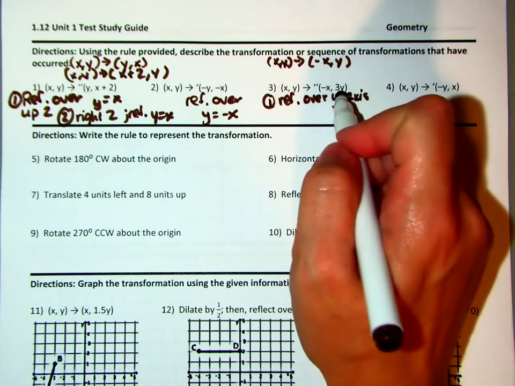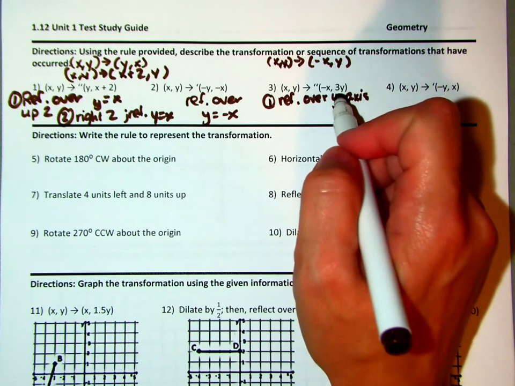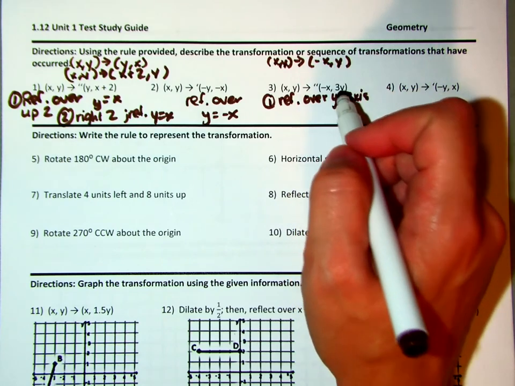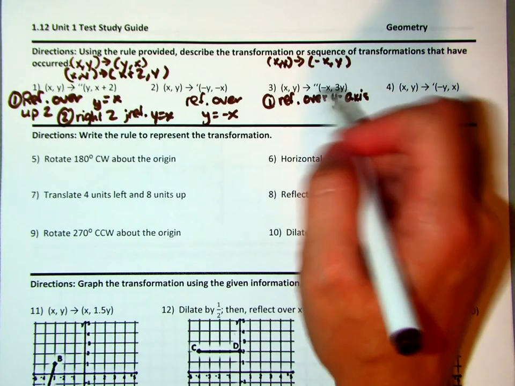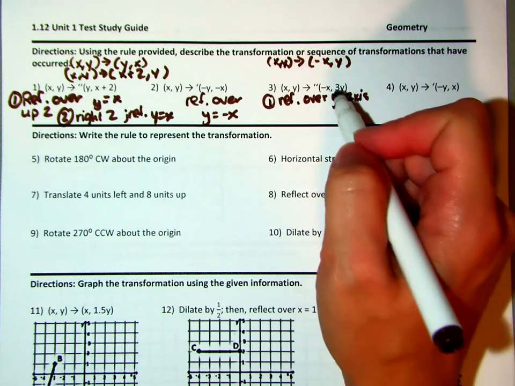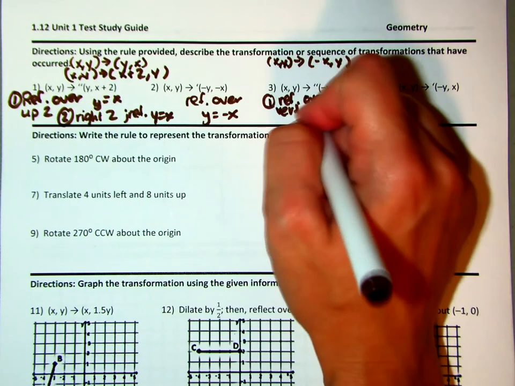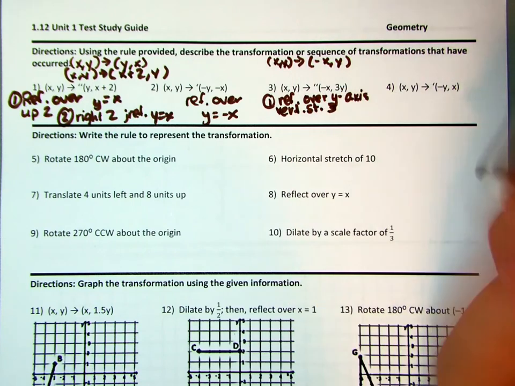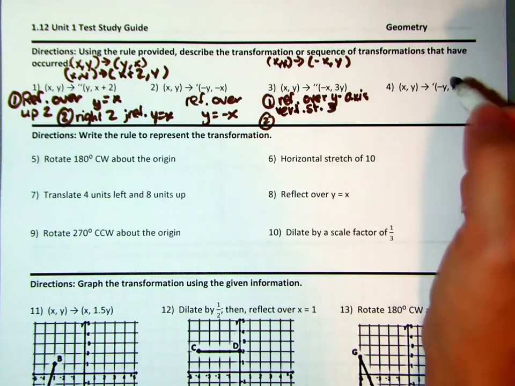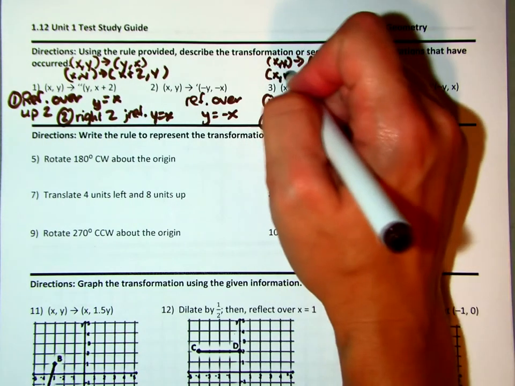Then look, we're doing 3 times this value to get from here to here, 3 times that value. When you're only multiplying one of the numbers, it's going to be a stretch. In this case, this is going to be a vertical stretch of 3.